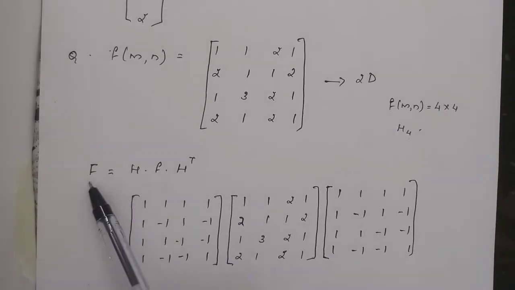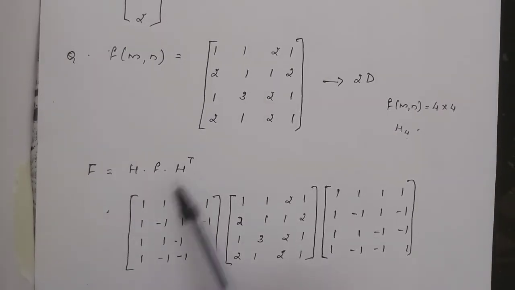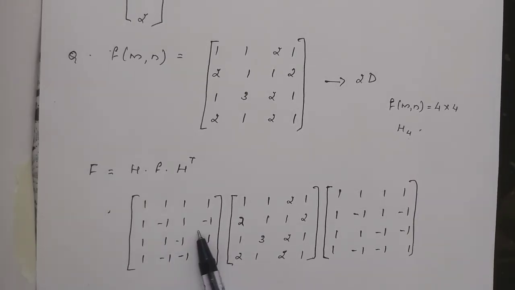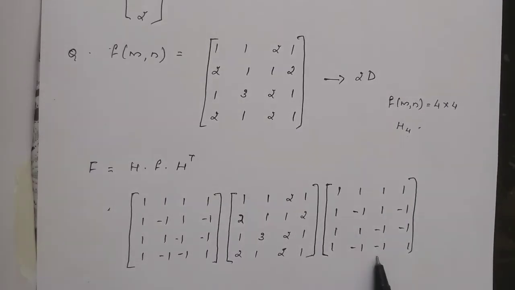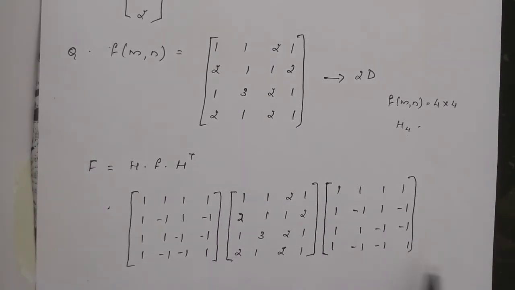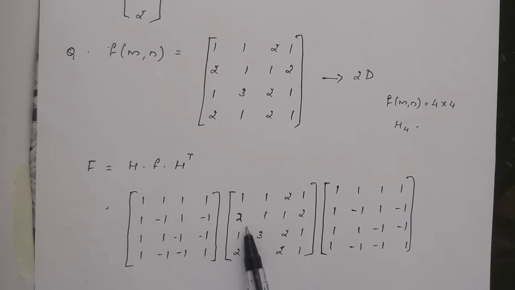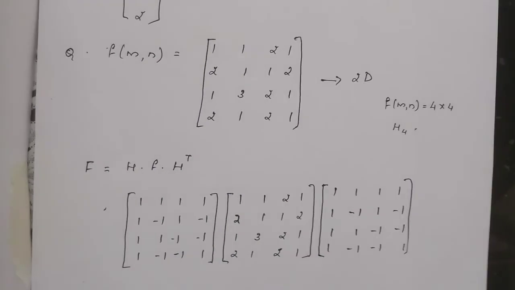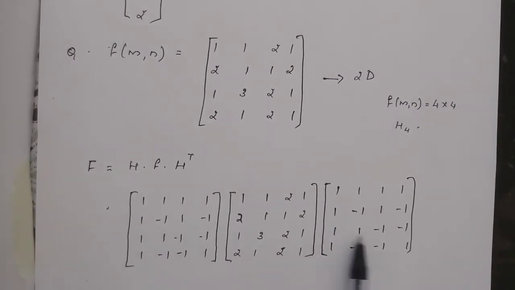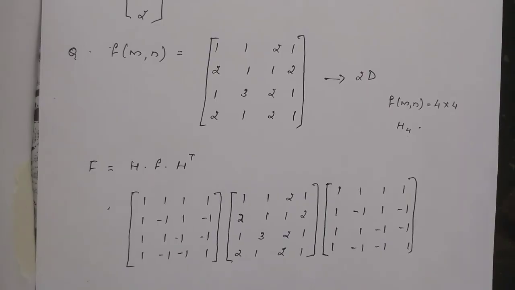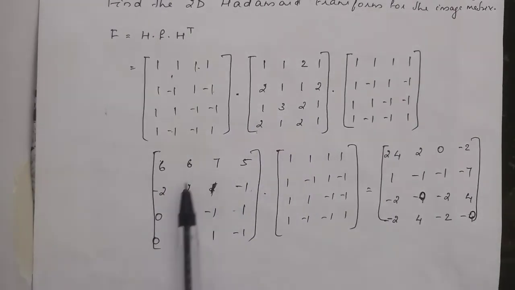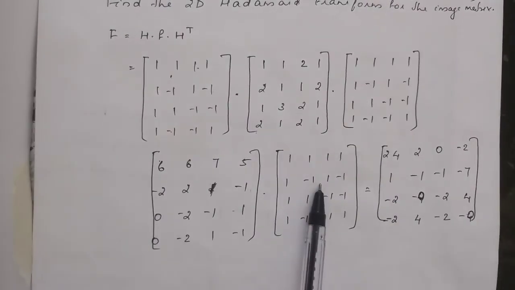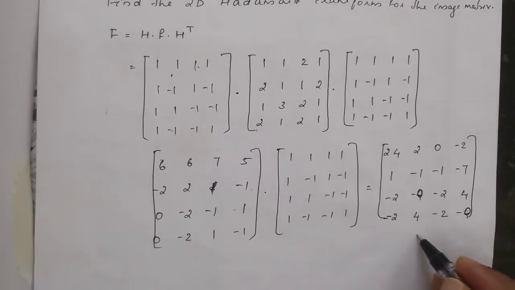Its equation is F equal to H into f into H transpose. So we write first H, then f, then H transpose, which means the first row is converted to the first column, the second row to the second column, the third row to the third column, and the fourth row to the fourth column. Now we multiply the first two matrices, and that answer is multiplied with the third matrix. We see that H and H transpose are the same, that's why it's called a symmetric matrix. The Hadamard transform is a symmetric matrix. When we multiply these two matrices, we get this value, and when it is multiplied by this function, we get the final answer. Thank you.